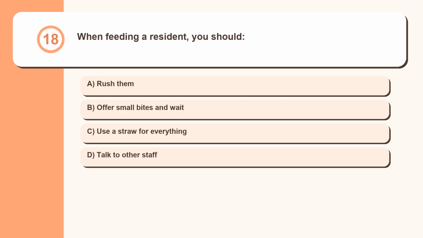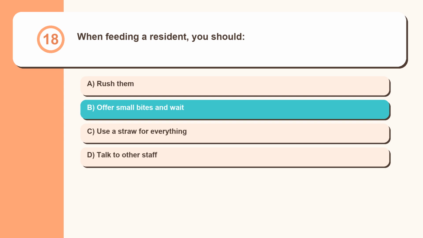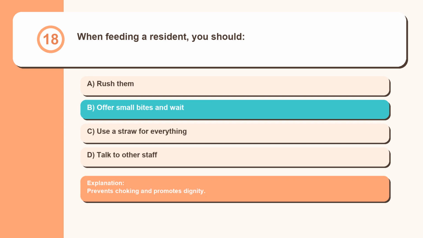Question 18. When feeding a resident, you should rush them. Offer small bites and wait. Use a straw for everything. Talk to other staff. Prevents choking and promotes dignity.